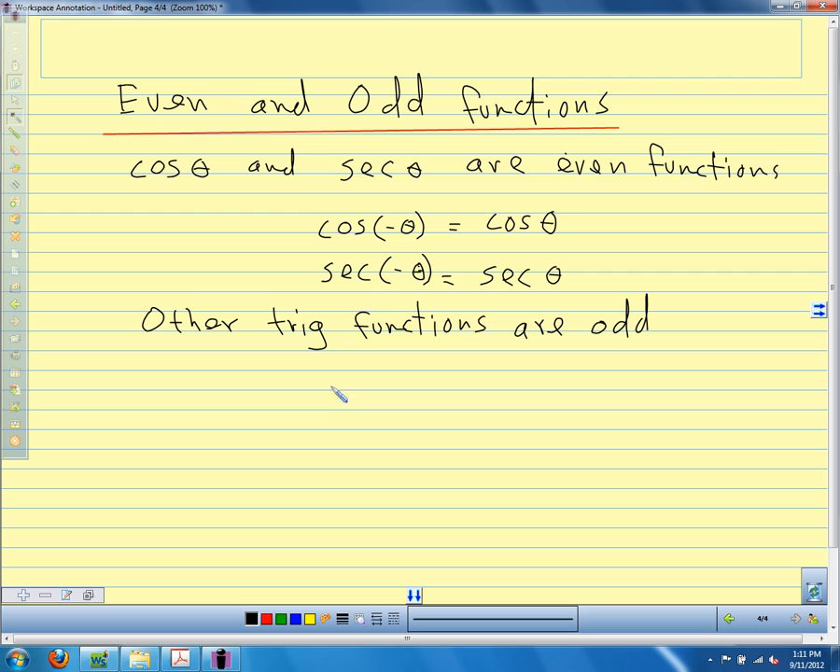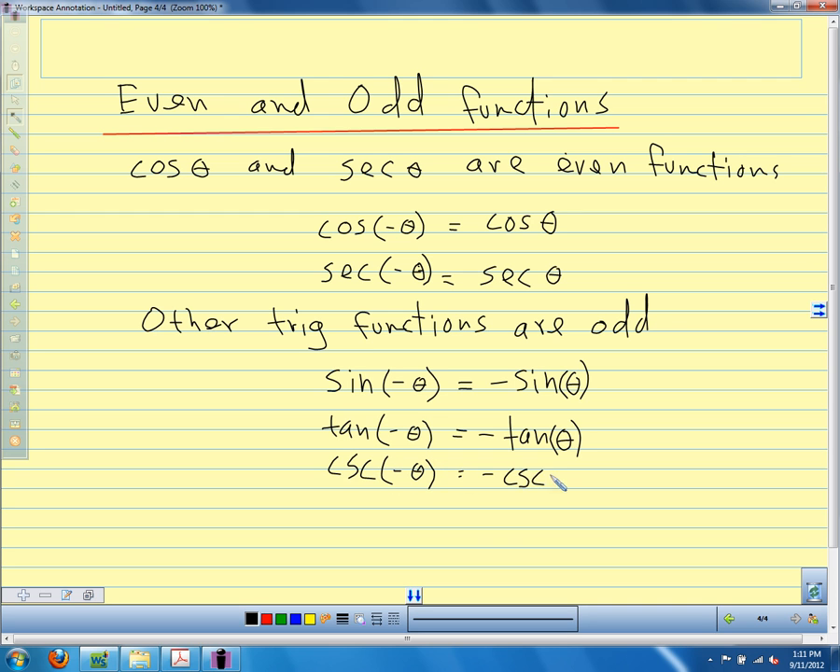And by odd, that means that, for example, the sine of negative theta is the opposite of the sine of theta. We change the sign. We plug in a negative number. If we change the sign on our angle, that changes the sign of our function. Tangent of negative theta is negative tangent theta. Same for our other trig functions. And the cotangent is the same.